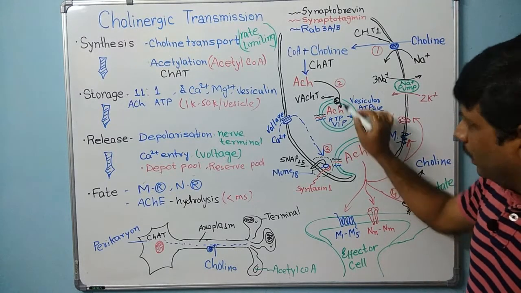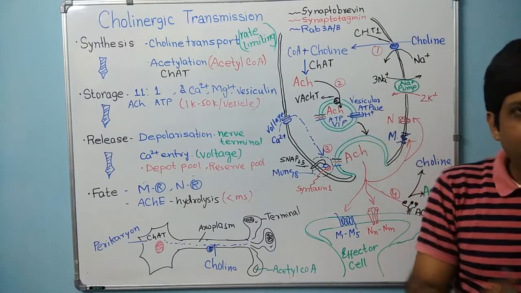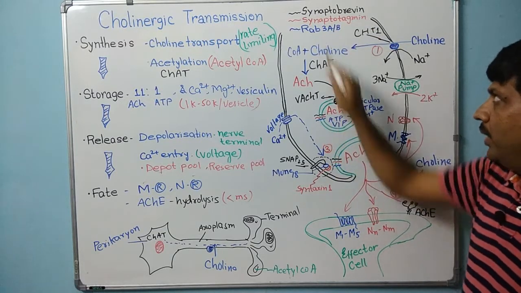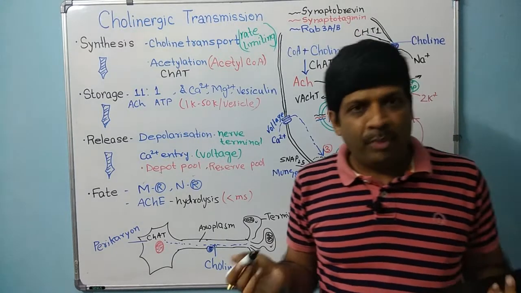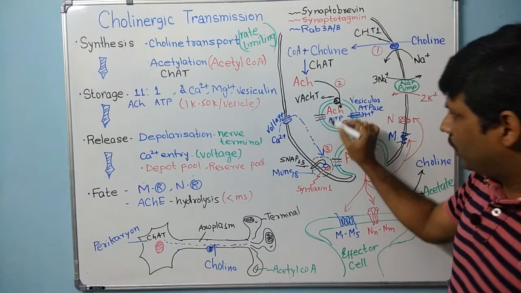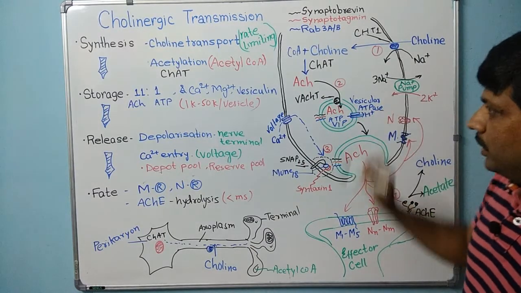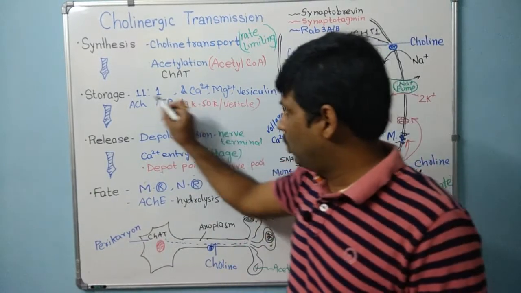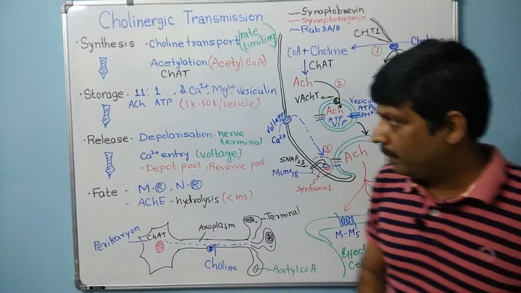Now, in the vesicular membrane, there are three proteins present. The black one is synaptobrevin, the red one is synaptotagmin, and the blue one is RAB3A or B. The significance of this I will tell a little later. Now it is stored inside. The storage of acetylcholine along with ATP is in the ratio of 11:1. 11 of acetylcholine and 1 of ATP.